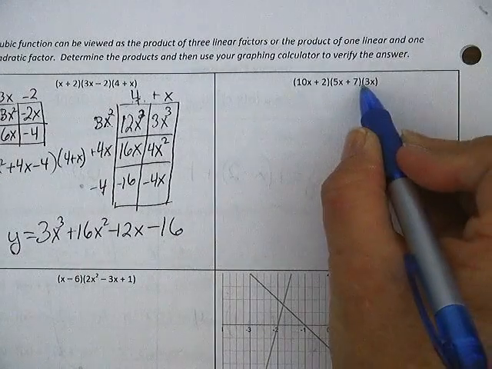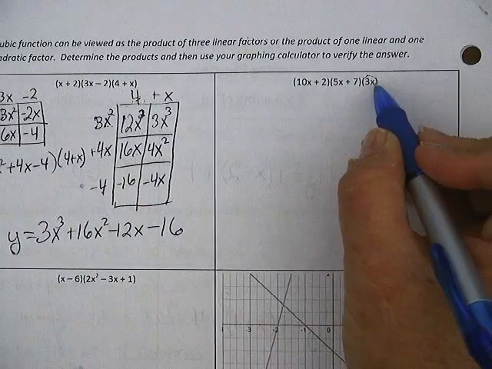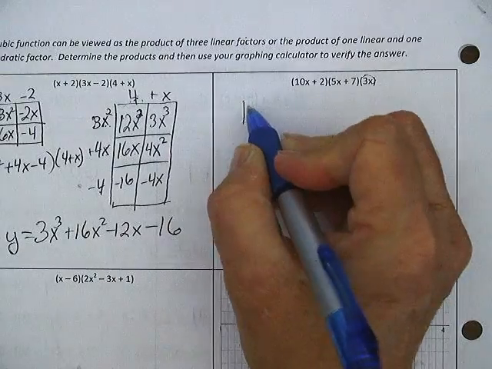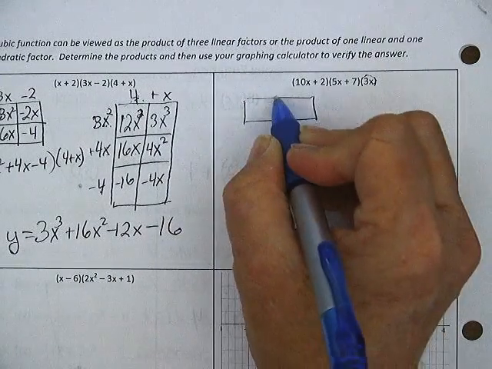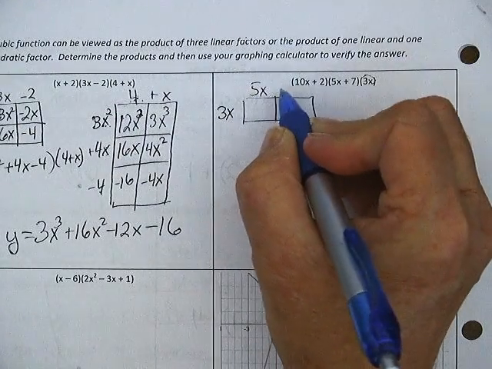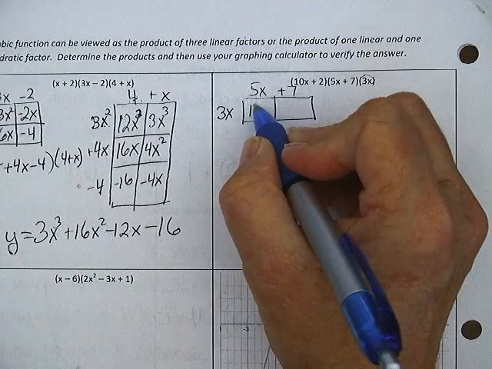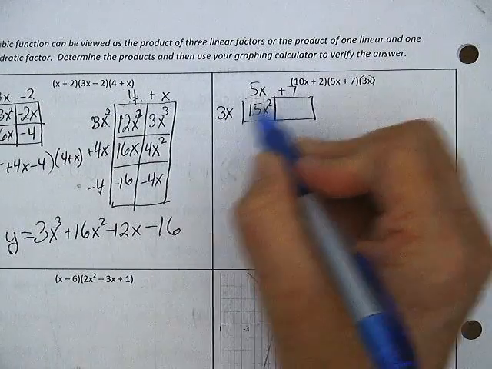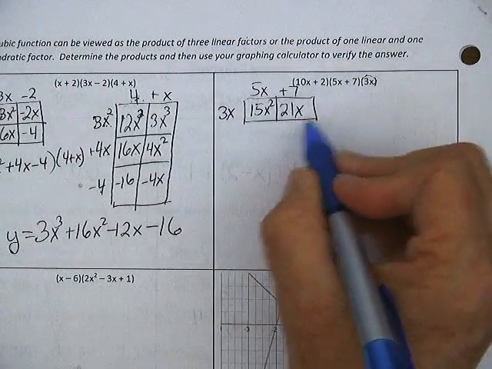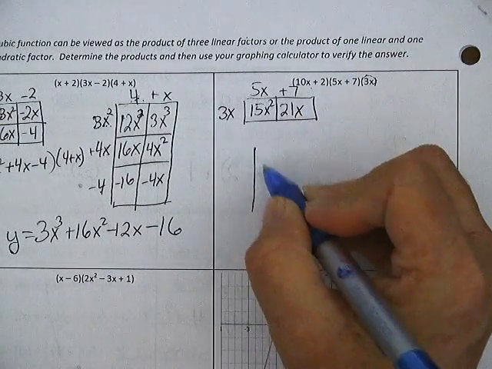So again, it does not matter which ones we start with. I'm going to use this linear factor, 3x plus 0, which we don't write, as it's a smaller box to create in the beginning. So we're going to have 3x, and let's multiply it by the 5x plus 7 here. So 3x times 5x gives me 15x squared. 3x times 7 is 21x. So I'm now going to take this binomial and multiply it by the 10x plus 2.